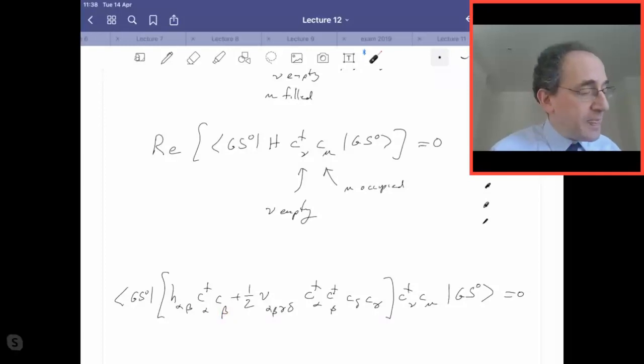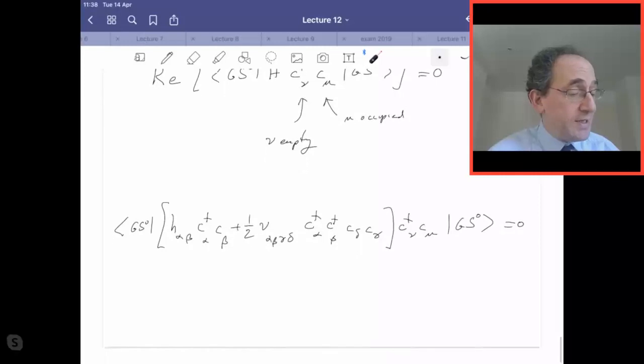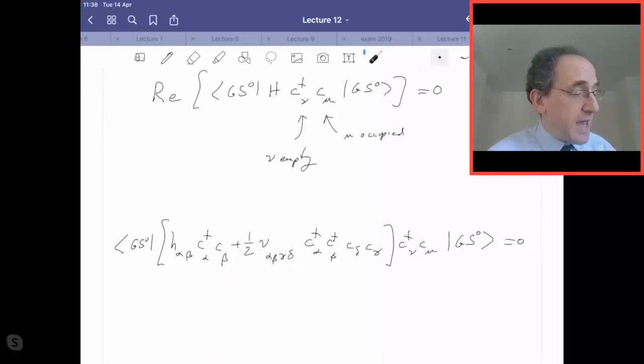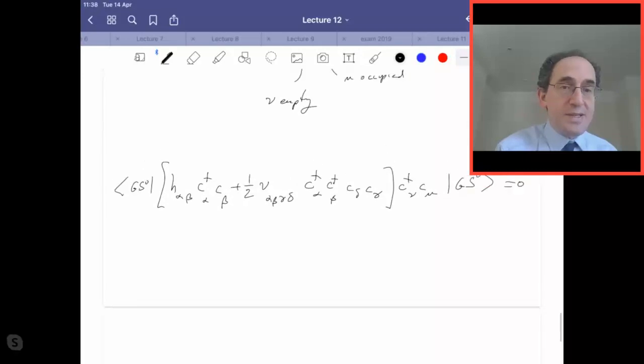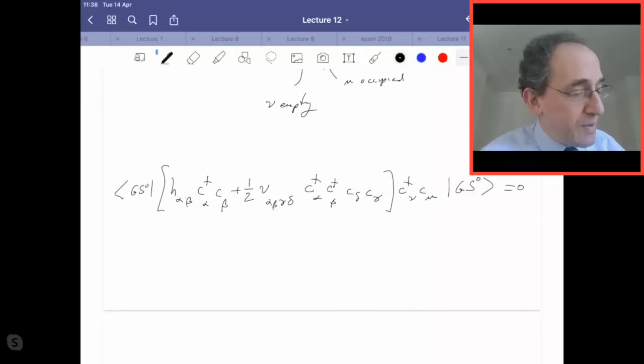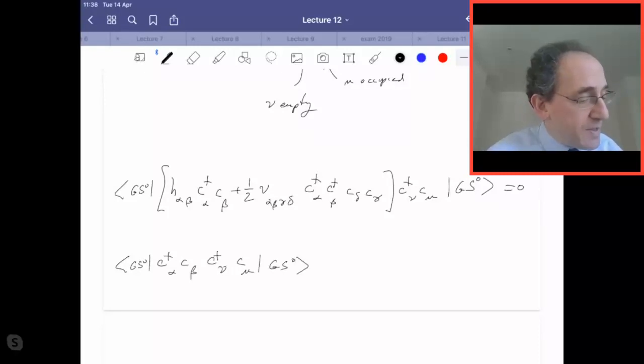Okay, so we have to calculate this matrix element, and it has a couple parts in it. Let's first consider the alpha, beta, nu, mu term. Maybe that's the easy one to start with. I'll bring this down here so you can see it. So we want the ground state 0, C dagger alpha, C beta, C dagger nu, C mu on ground state 0. And remember that mu is an orbital which is occupied, and nu is an orbital which is empty.